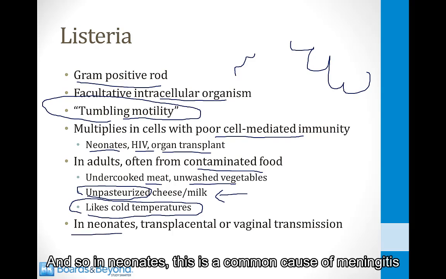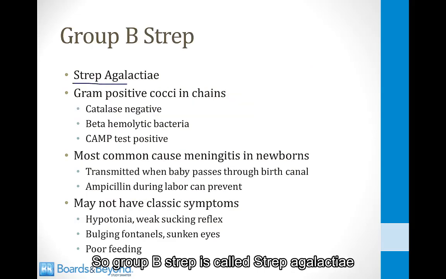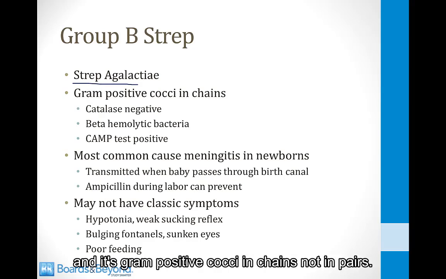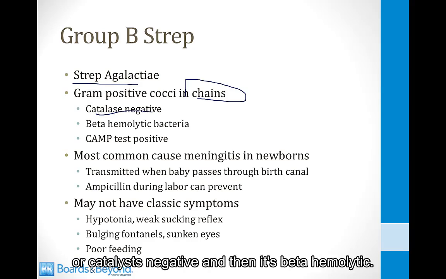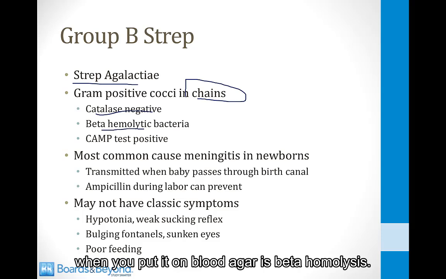And so in neonates, this is a common cause of meningitis, and that's because the babies get it from transplacental or vaginal transmission at birth. So group B strep is called Streptococcus agalactiae, and it's gram-positive cocci in chains, not in pairs. It's catalase negative. All streptococci are catalase negative, and then it's beta hemolytic. So that's the pattern it exhibits when you put it on blood agar, is beta hemolysis.